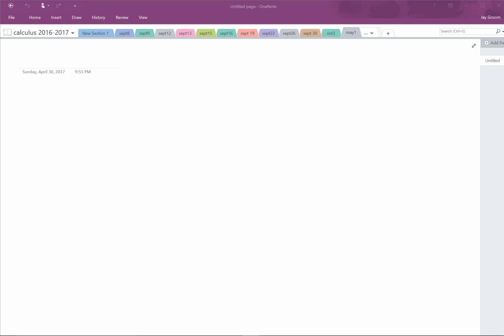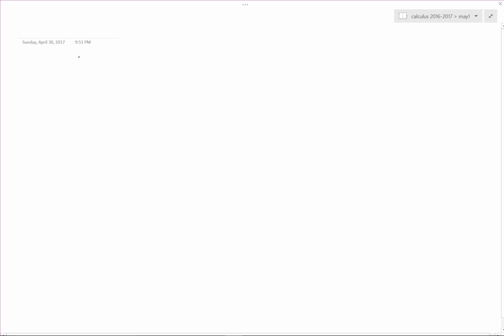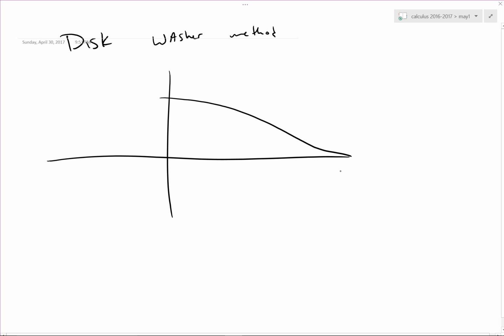Alright, so today we're going to be doing some integration using what we call the disk method or the washer method. The idea is a function that looks something like this. This is some f of x. We're going to integrate it from, let's say, a to b, and we're going to wrap that around, in this case, the x-axis.